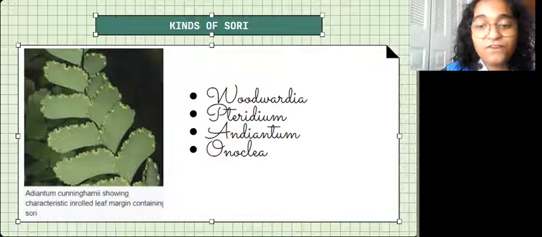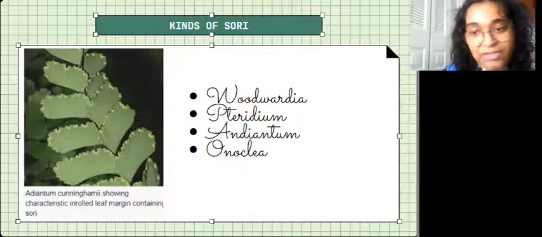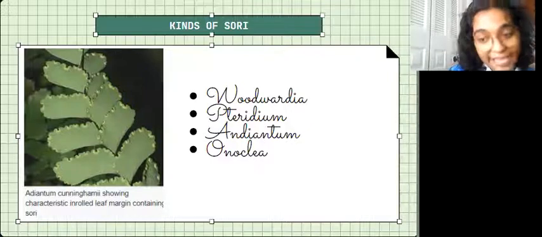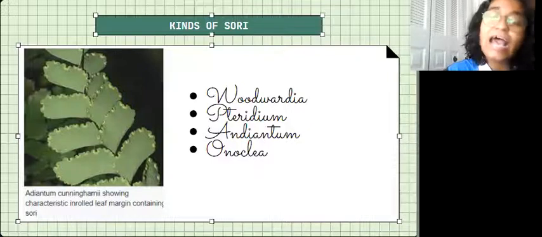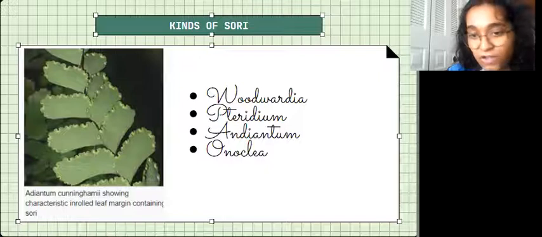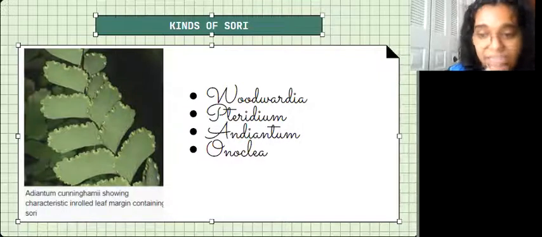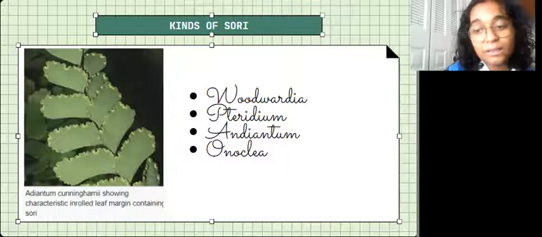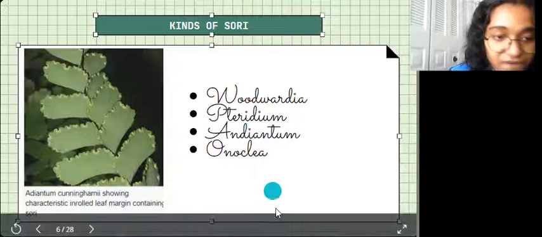Pteridium: this genus of fern is commonly known as the bracken. The sori are arranged along the edge of the frond and the edge is curled over slightly. Anandanium: the genus has kidney-shaped sori along the edge of the frond. Onoclea: the sori of the Onoclea genus are clustered like beads or like grapes and are on the upright fertile fronds. Hence the common name bead fern.